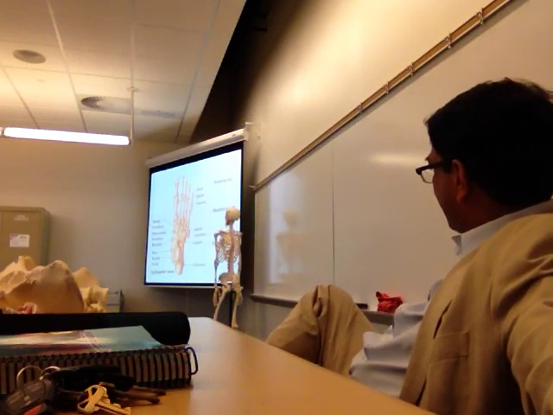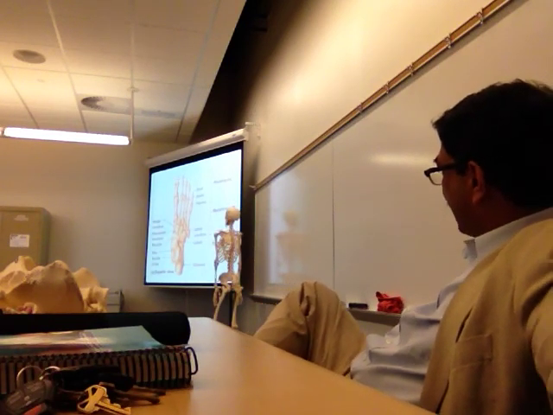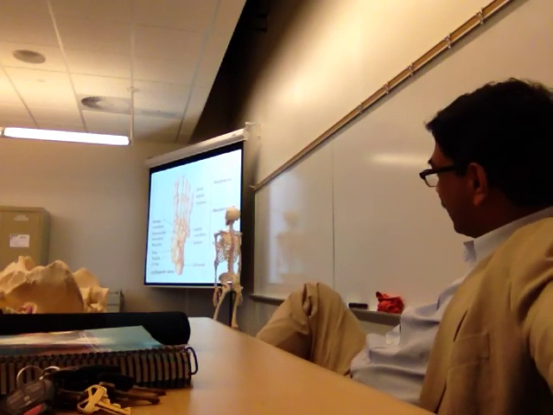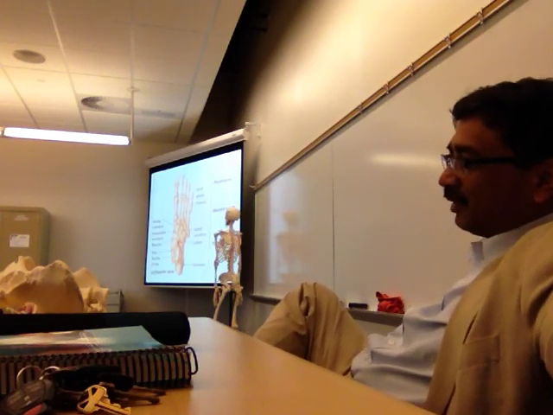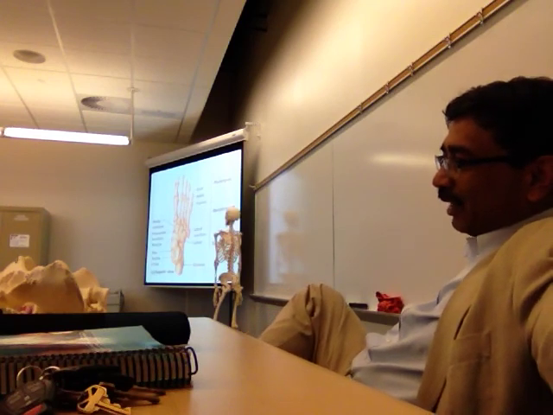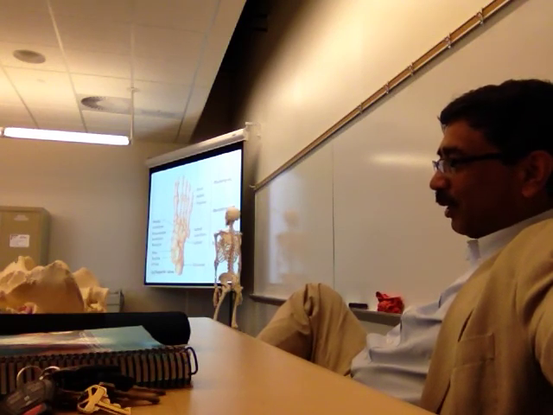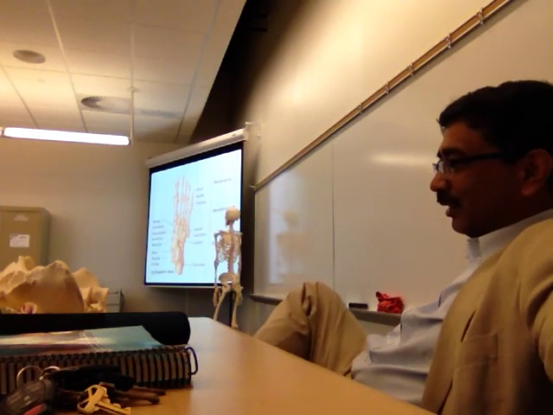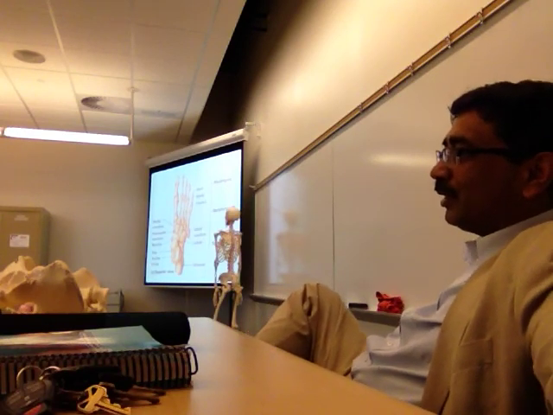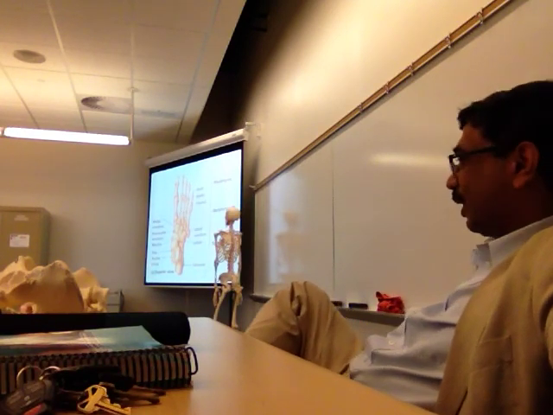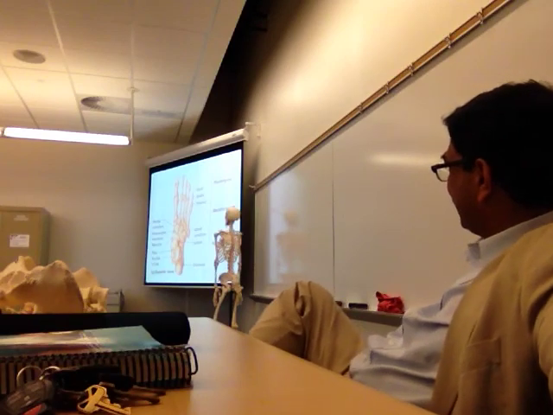Okay, then so we have 7 tarsals, 5 metatarsals, and 14 phalanges. Again, in case of your big toe, you have 2 phalanges, and in other toes, you have 3 in each. That's why you have total 14. Okay.